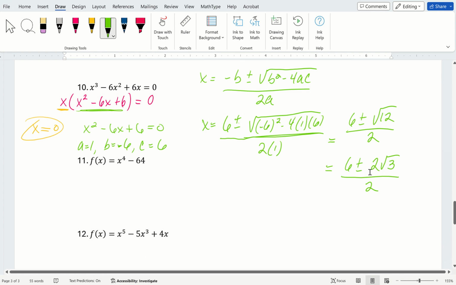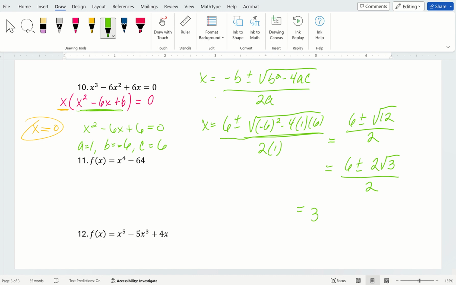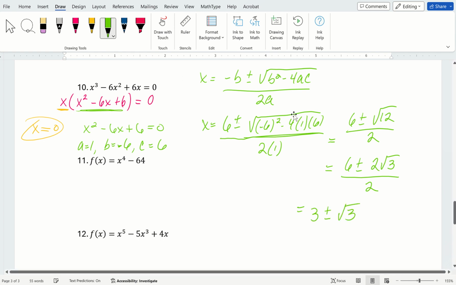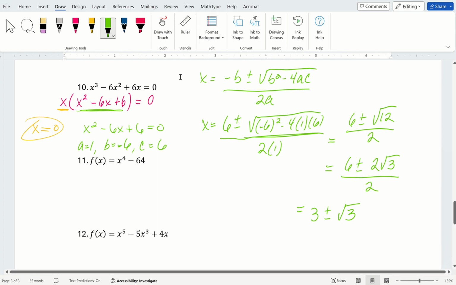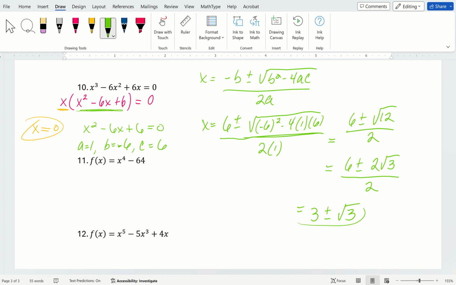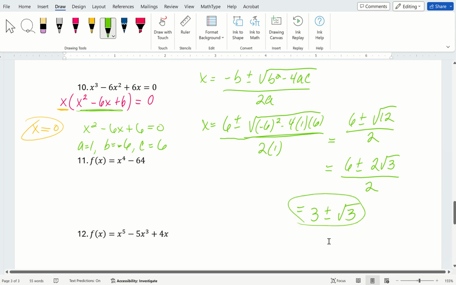So the greatest common factor between all the numbers outside of the radical is 2. So we're going to just divide everything by 2. And that leaves us with 3 plus or minus the square root of 3, because these both become 1. So it would be 1 times the square root of 3 over 1, so we don't even need to write that. These are our other two answers. Remember, this represents two numbers, 3 plus the square root of 3, 3 minus the square root of 3.